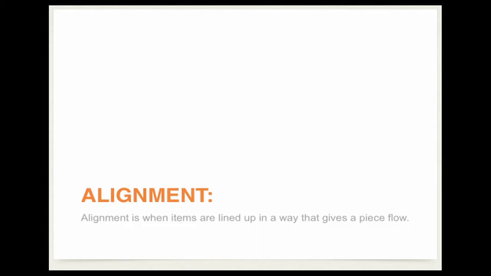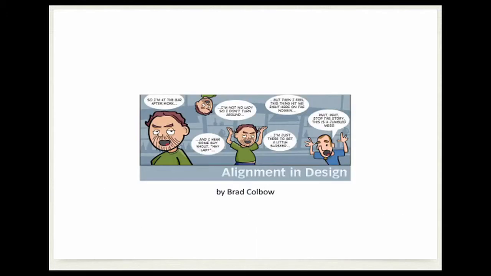So first of all, let's define alignment. Alignment in graphic design is when items are lined up in a manner that gives a piece flow. A design needs to have an eye line, which is a point where everything seems to come together for a design. Alignment creates order, and it helps make the design sensible for the audience. This does not mean, however, that everything should be centered or left aligned or right aligned.